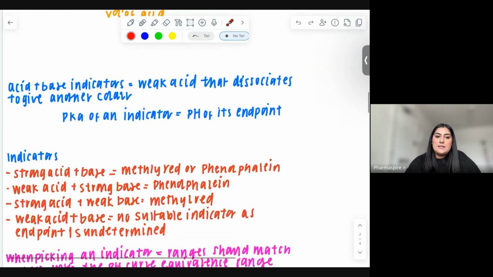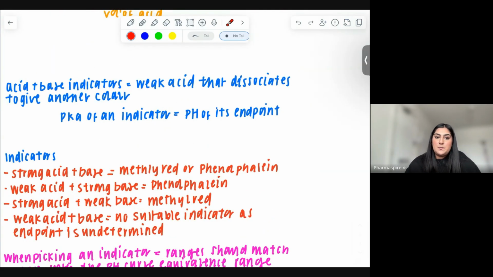So then that leads us on to indicators. Acid-base indicators are basically weak acids that dissociate to give another color. If you think about it, it's like an equilibrium, where you shift to one side where it's the acid, and then shift to the other side where it's the conjugate.